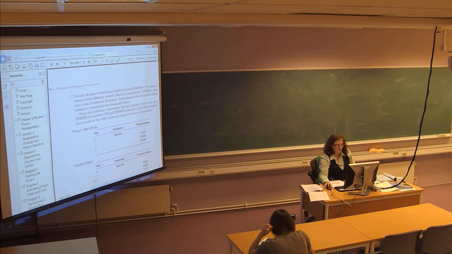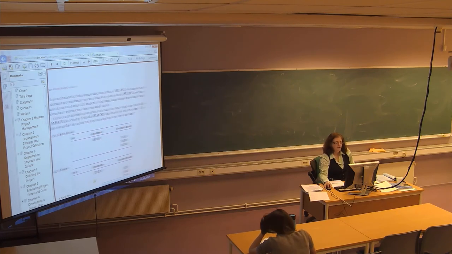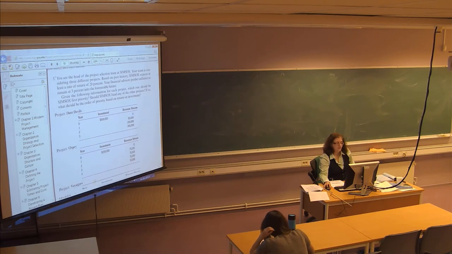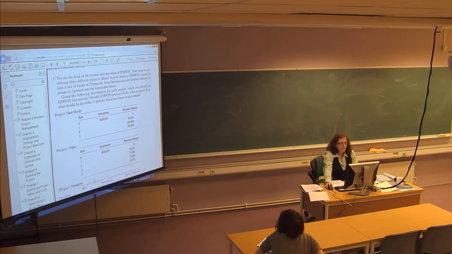Okay, so this is exercise chapter 2, number 5, on page 51, in edition 6. It says, you're the head of the project selection team at SimSox. Your team is considering 3 different projects based on the past history, and SimSox expects a rate of return of 20%, and the financial advisor predicts inflation to remain at 3% into the foreseeable future. Given the following information for each project, which one would you choose? And which one should SimSox prioritize first?